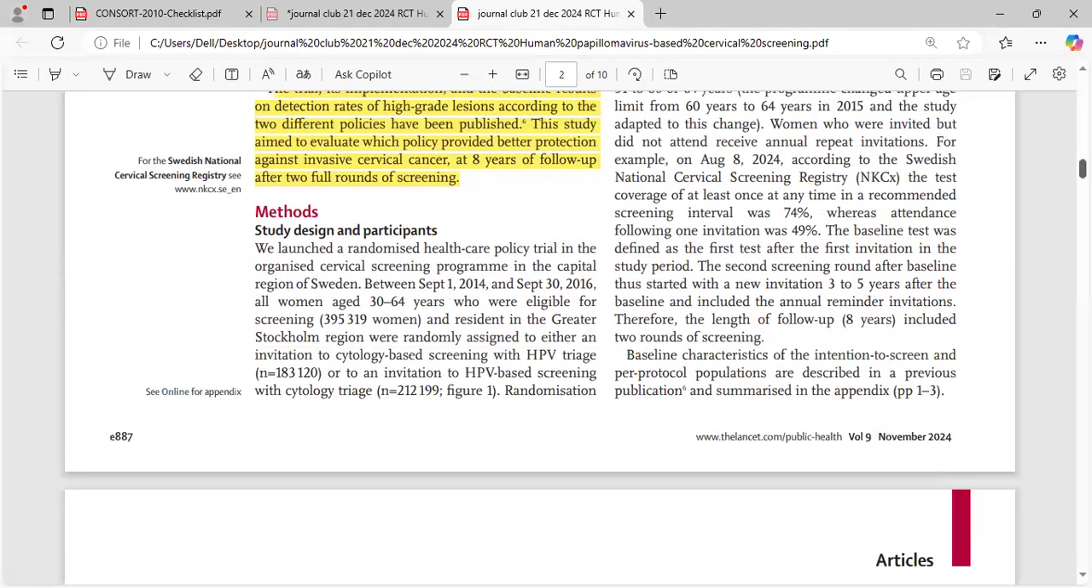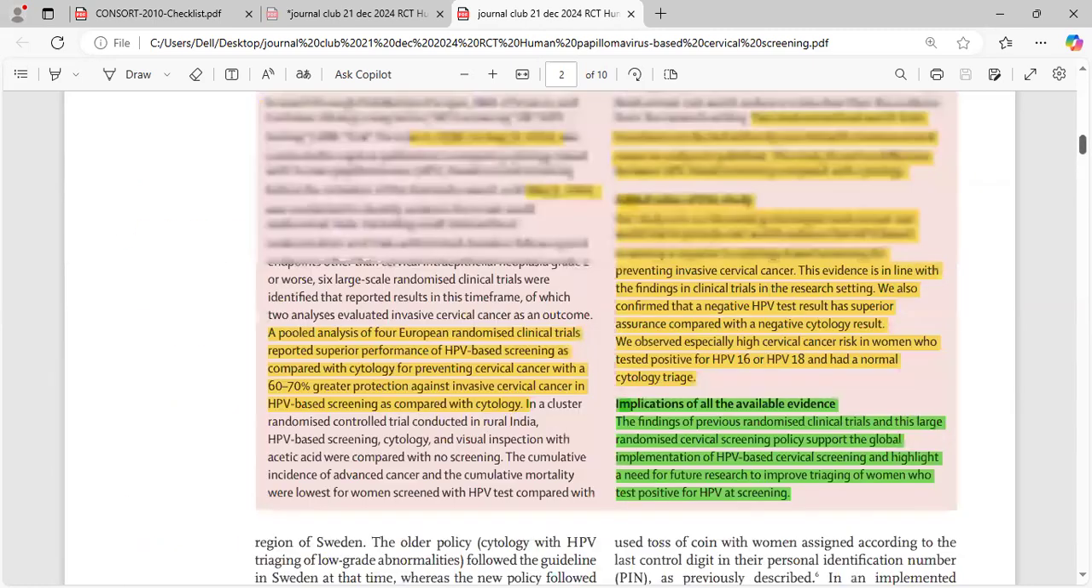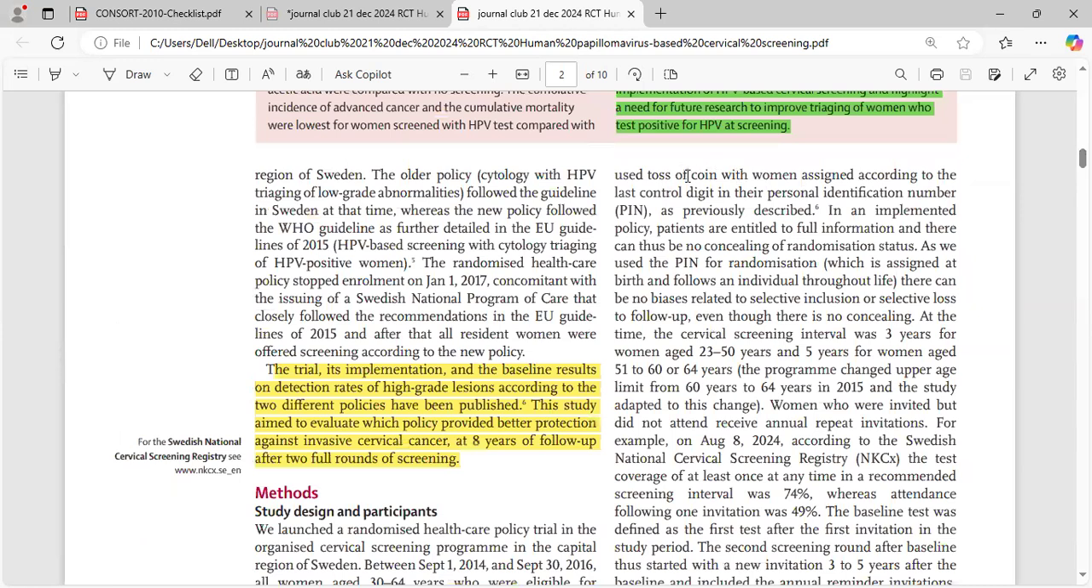Here is the methodological section. There it has explained that the data was collected between 2014 and September 2016, and the data was collected in the capital region of Sweden. They have enrolled 395,319 women, and randomization was done on the basis of the last digit of the pin and by the toss of a coin.